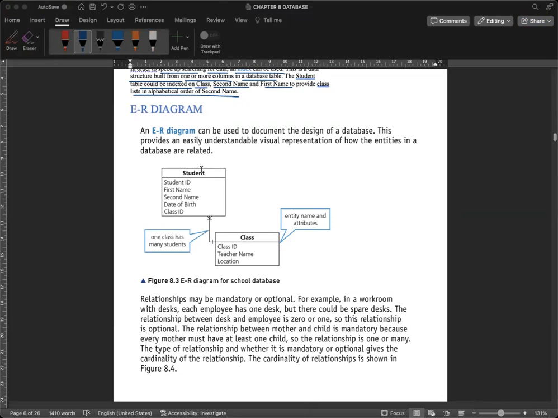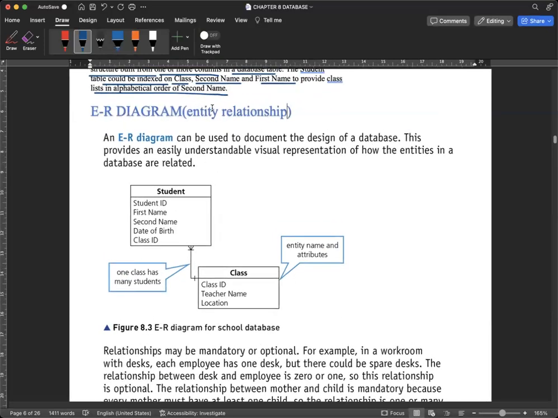We are talking about the ER diagram. What does ER stand for? Sir, I don't know what ER stands for. Entity relationship. Okay. So it means that you are connected with many things at one time and creating some relationships.